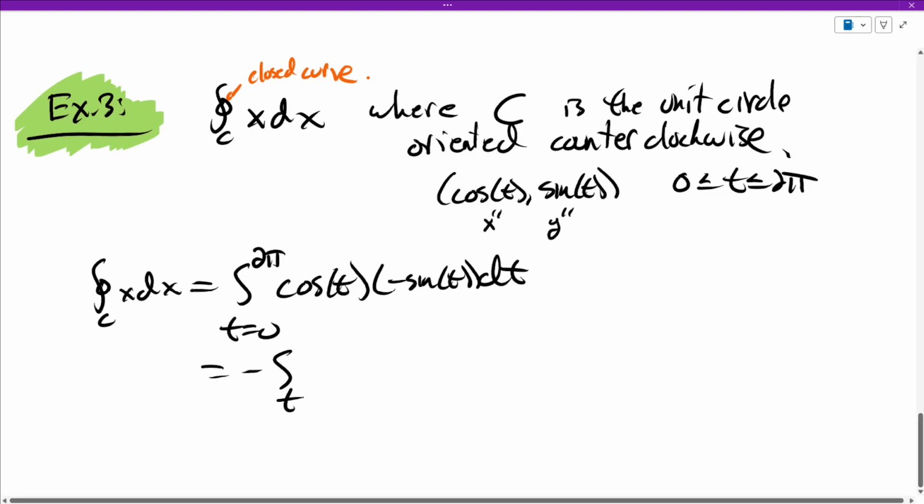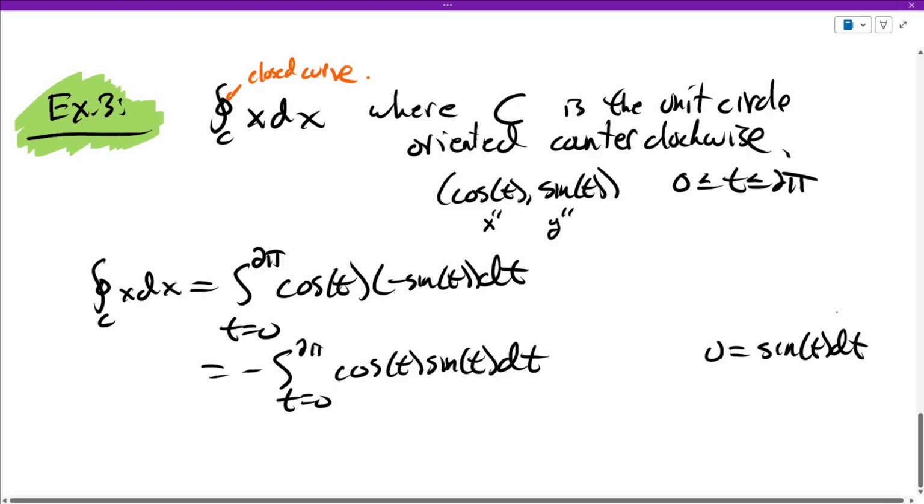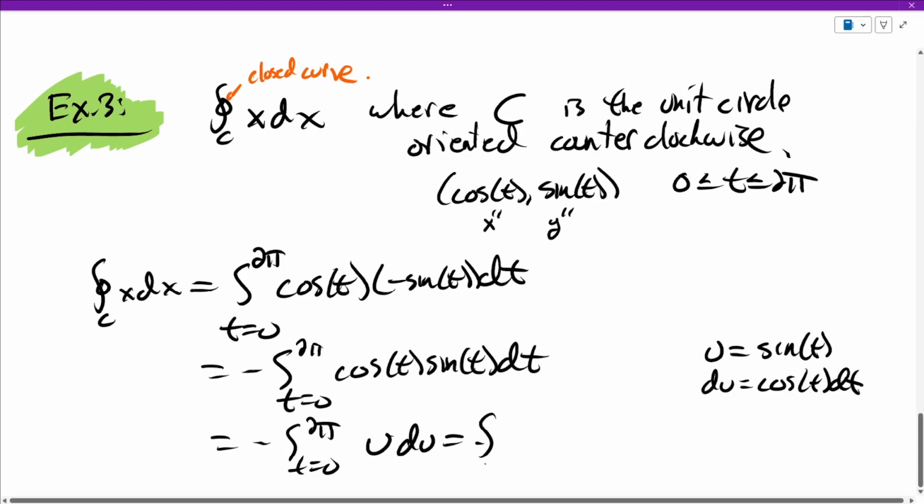And this is negative, so pull that negative out, make it look a little bit nicer: negative integral of cosine sine dt. Whenever you see a cosine and a sine together, if the integral is not obvious at first glance, you usually try to do a substitution. I want u to be sine, so du is cosine dt. Then we have the negative of the integral from 0 to 2 pi of u du. Sorry, I keep going too fast, gotta slow down. It's negative 1/2 u squared from t equals 0 to 2 pi.